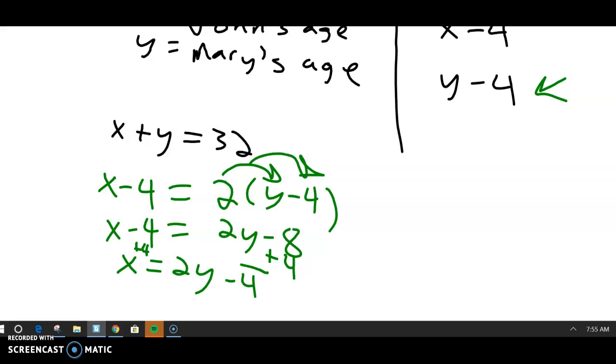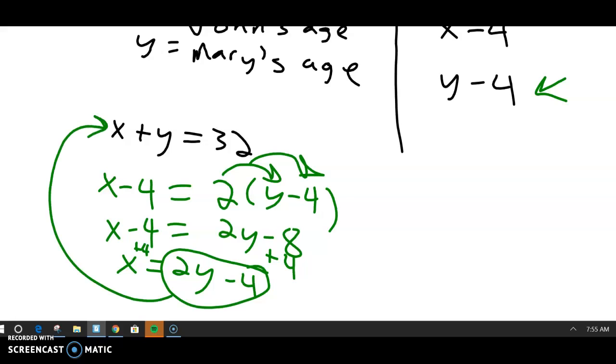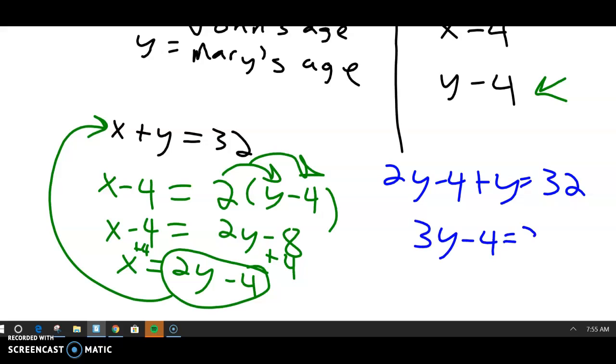And we can take this 2Y minus 4 and substitute it into the equation that's up here. So because X is the 2Y minus 4, we replace it. Over here in blue, we get 2Y minus 4 plus Y is equal to 32. So we have 3Y minus 4 is 32. And when we add the 4, we get 3Y is 36. So Y is 12. All right.